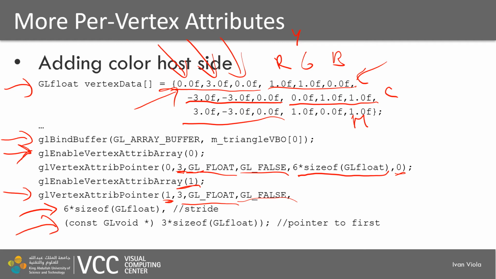Where do I start? So here I am saying that my pointer to the first element is after the first 3 floats. Of course, because the first 3 floats will be my position here. So if I want to relate to the color, it should be after these 3 floats.